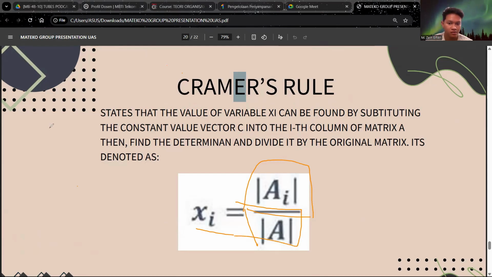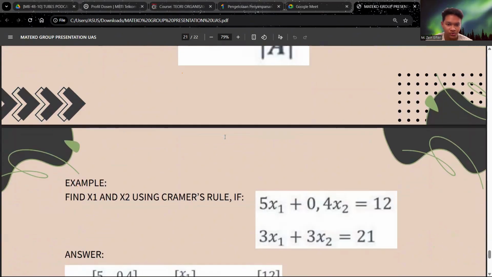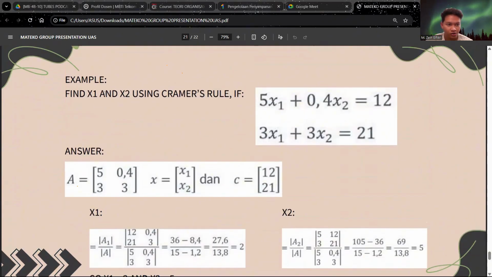Okay, directly to the example. We must find x1 and x2 using Cramer's rule. We have 5x1 plus 0.4 x2 equal to 12, and 3x1 plus 3x2 equal to 22. Then the coefficient matrix here is 5, 0.4, 3, 3, with x1 and x2 here, and the constants are from here, 12 and 22.